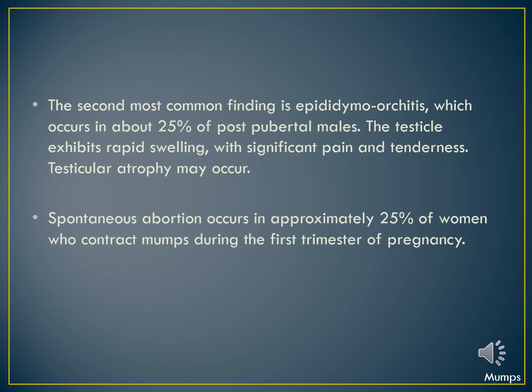The second most common finding is epididymoorchitis, which occurs in about 25% of post-pubertal males. So what is epididymoorchitis? The testicles exhibit rapid swelling with significant pain and also tenderness. If left untreated, testicular atrophy may also occur. And lastly, spontaneous abortion may occur approximately in 25% of women who contract mumps during the first trimester of pregnancy, which is the first 3 months of pregnancy.